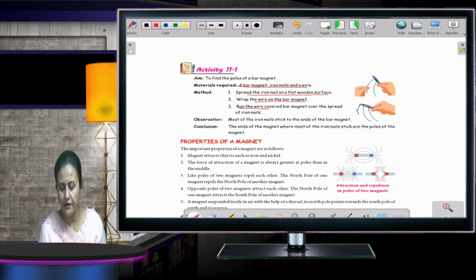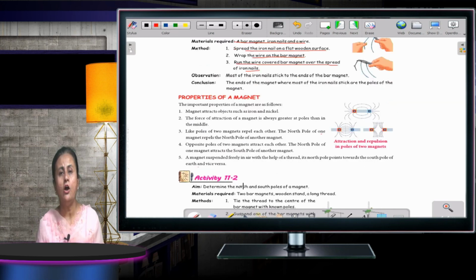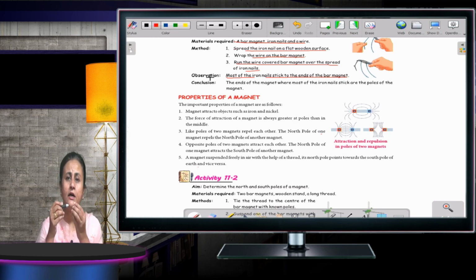Now, we will come to the observation. Most of the iron nails stick to the ends of the bar magnet, and what do we conclude? We conclude that the nails are attracted and attached to the ends of the magnet. So, the ends of the magnet where most of the iron nails stick are the poles of the magnet.